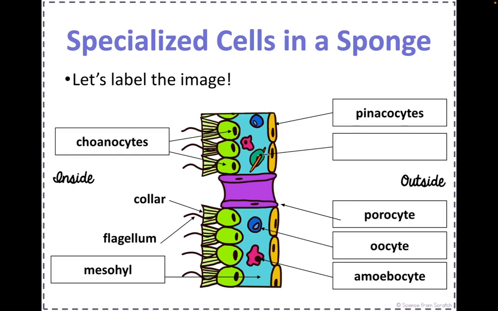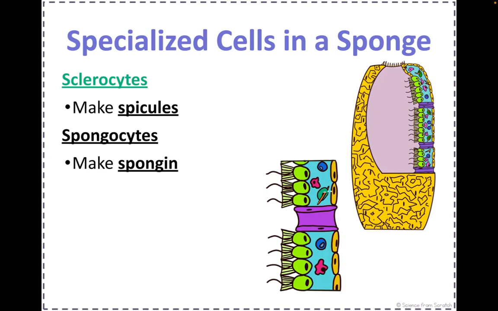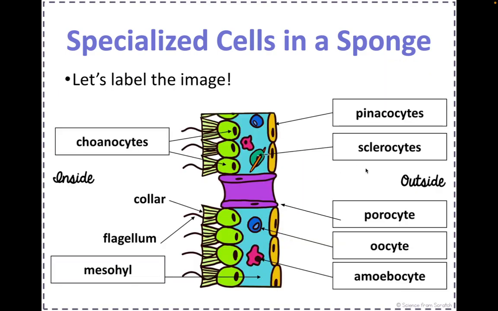If we add our label, porocyte, we can see our ostia. The porocyte is going to be those cylindrical-like cells that make up this opening or surround the opening. Sclerocytes make spicules, and the spongocytes make spongin. Adding your label for this one, here is your sclerocyte. It is surrounding that spicule.